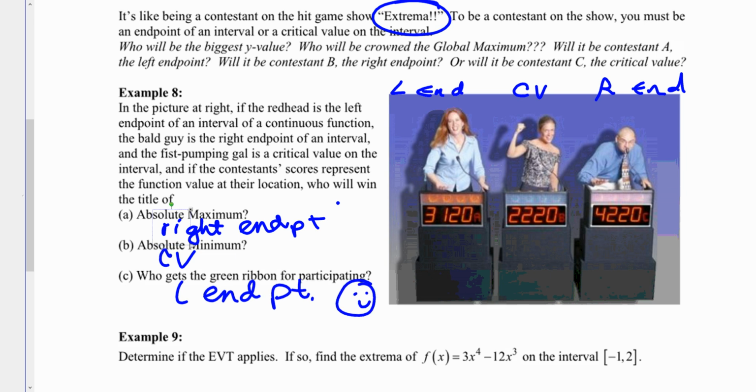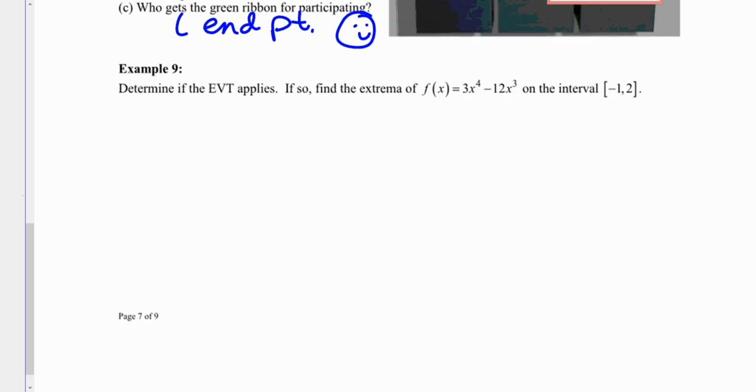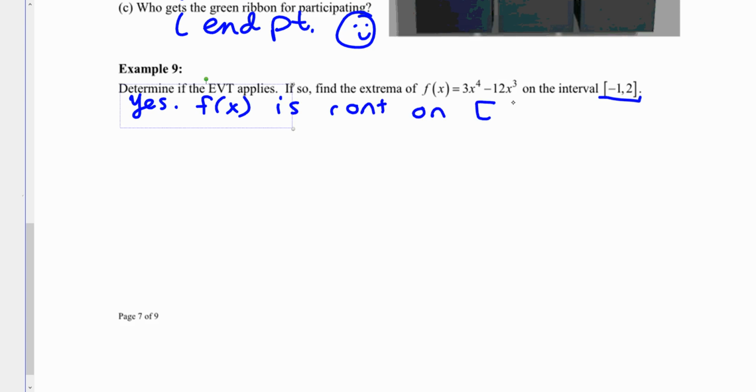All right, this will probably be our last one here. Determine if the extreme value theorem applies. This is continuous everywhere, so it's going to be continuous on this closed interval. So yes, it does apply. The function is continuous on the closed interval from -1 to 2. If so, find the extrema.